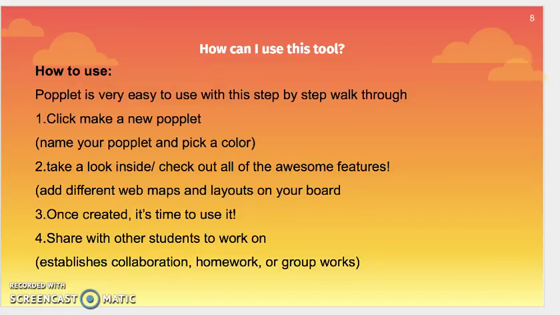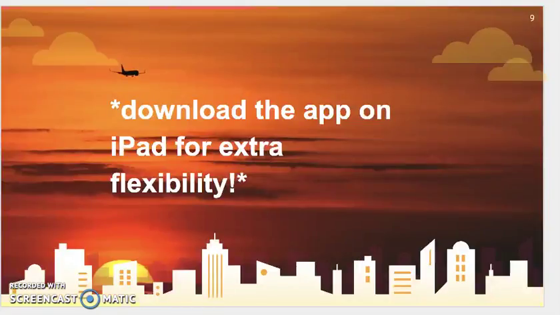And then just a little bit more about how to use it. It's very easy. When I was doing it, I didn't really have any difficulties, but you can just click make a new Poplet. You can name your Poplets and pick a color. So you can say like a Poplet on social studies. And then just taking a look inside, you can add different web maps and different layouts to your board. And then once it's created, you can start to use it. So you can share it with other students, and this can be shown through group work and homework and having them communicate with their peers more. And you can also change the text box colors. So you can have one partner be in blue and one partner be in pink so that the teacher can see what was done where.